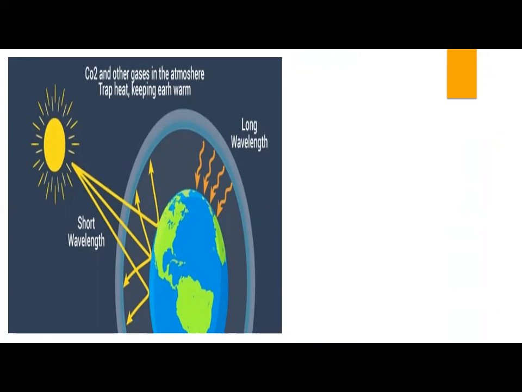Yes, dear students, the greenhouse effect is a natural process that warms the Earth's surface. When the sun's energy reaches the Earth's atmosphere, some of it is reflected back to space and the rest is absorbed and radiated by greenhouse gases. The absorbed energy warms the atmosphere and the surface of the Earth. Yes, CO2, meaning carbon dioxide, and other gases in the atmosphere trap heat, keeping the Earth warm.